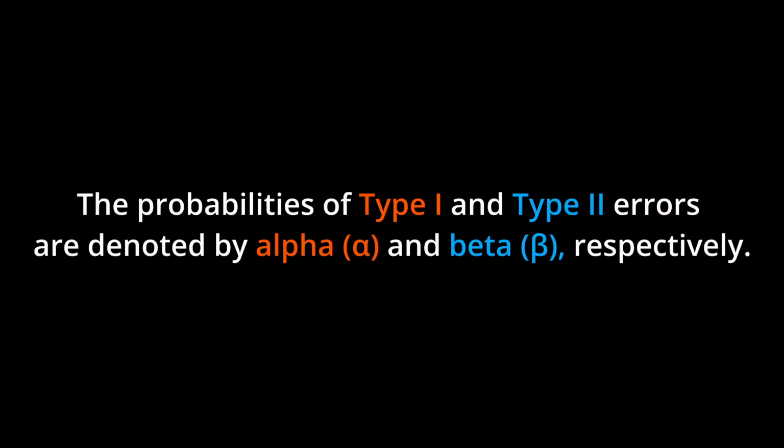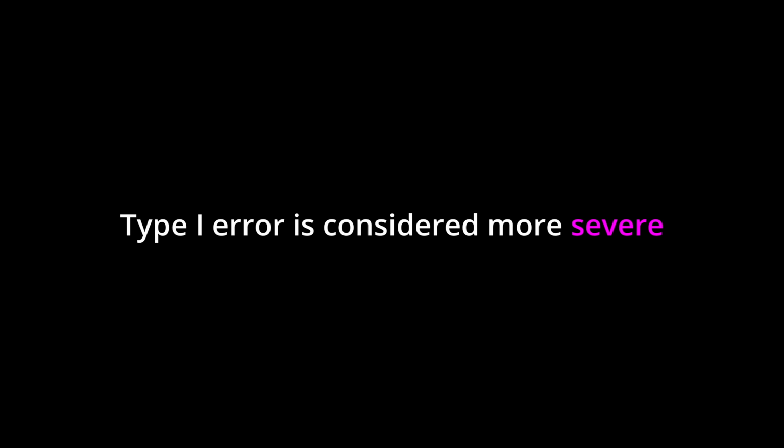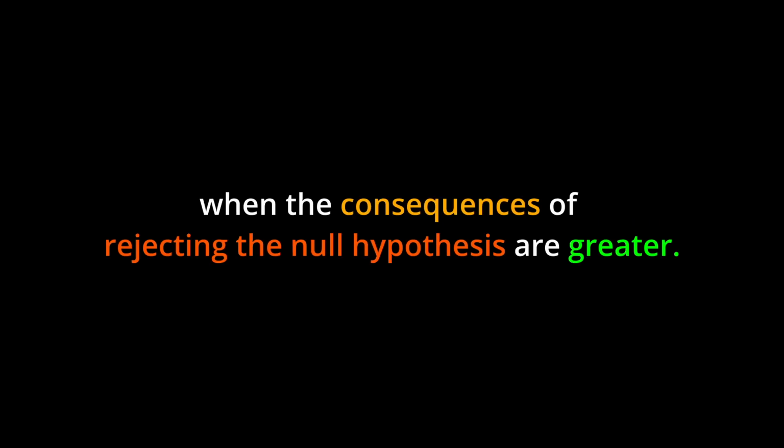The probabilities of type 1 and type 2 errors are denoted by alpha and beta, respectively. Type 1 error is considered more severe when the consequences of rejecting the null hypothesis are greater.